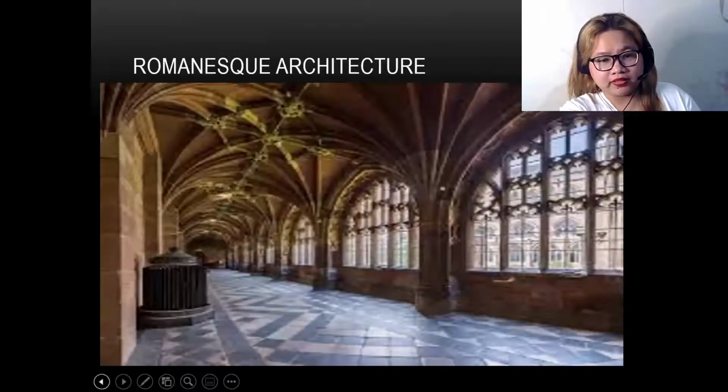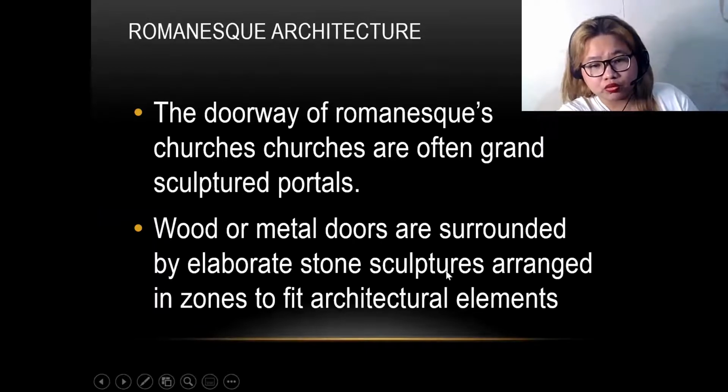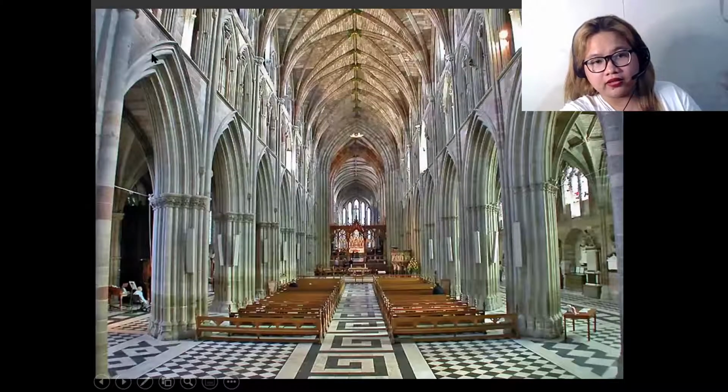Next, we have here the Romanesque architecture. The doorways of Romanesque churches are often grand sculptured portals. Wood or metal doors are surrounded by elaborate stone sculptures arranged in zones to fit architectural elements. So, here it is, these artworks. This is one of the distinct characteristics of Romanesque architecture. The passageways, the arches, the halls. So, that is one of the main characteristics of Romanesque architecture.